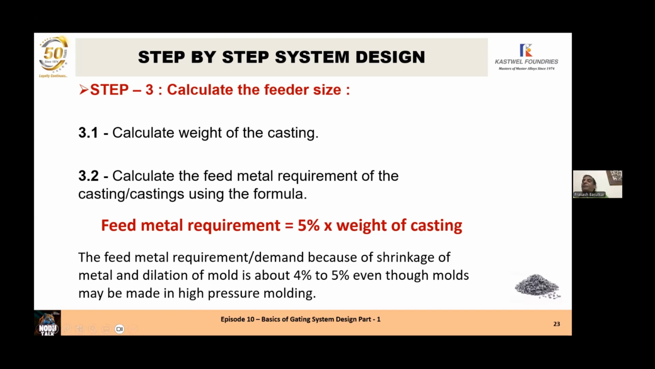The feed metal requirement arises because of the shrinkage of the metal during solidification and dilation of the mold. The mold gets bigger on putting in liquid metal. Even if it is made in high pressure molding, the mold dilation and shrinkage of the casting is about 4 to 5%. So the feed metal requirement is about 5% of the casting weight.